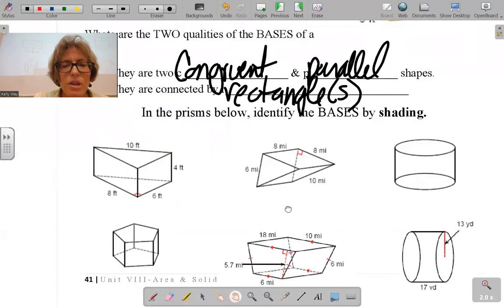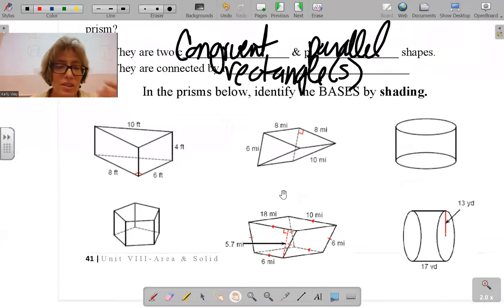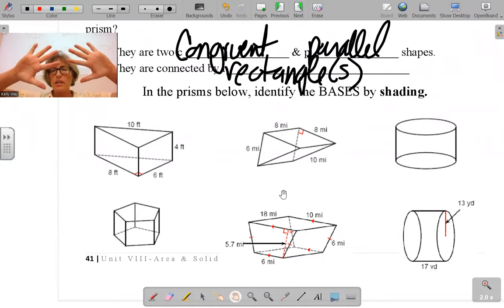Go right down here as fast as you can. I want you to try to shade what you believe the bases are. I'll give you 20 seconds. Okay, and then we will go over them super quick. 20 seconds. Identify the bases.